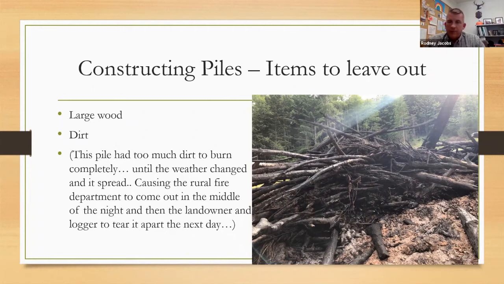So with this particular pile, it maybe had not enough fines to get the bigger stuff to go. It could have had a large wind event that blew all the heat kind of sideways against it, so it wasn't able to carry the fire through that pile. And it could have had a lot of dirt in it. Dirt acts as a good insulator, protects the wood from burning. So there's a lot of reasons why this pile may not have burned, but it's what we want to avoid.